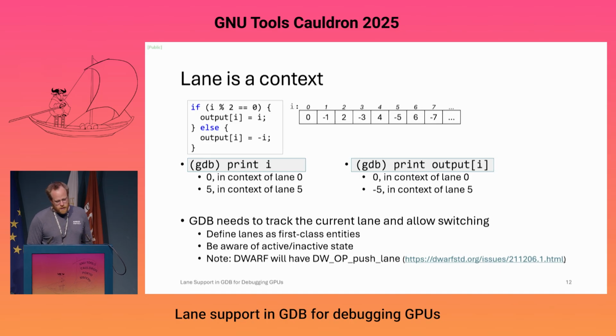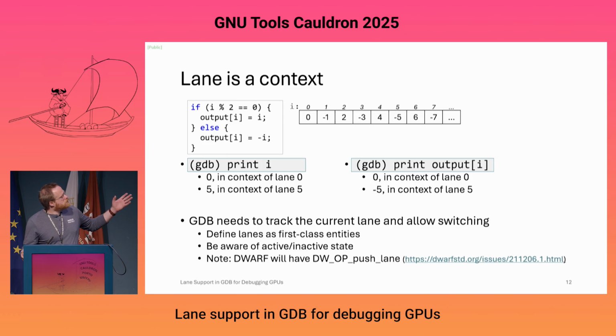So the main task here is, the same way we have inferiors in GDB, we have threads in GDB. We need to have some more element of context that the user can select when you have a given thread. You want to introduce the notion of, okay, what's the current lane that you're going to be focusing on. And the rest of the presentation is mostly going to be about how that impacts the UI and the different ways you interact with GDB.